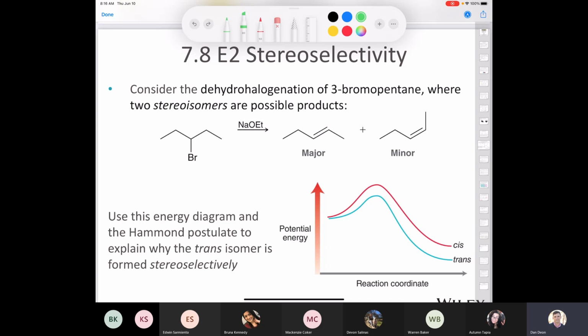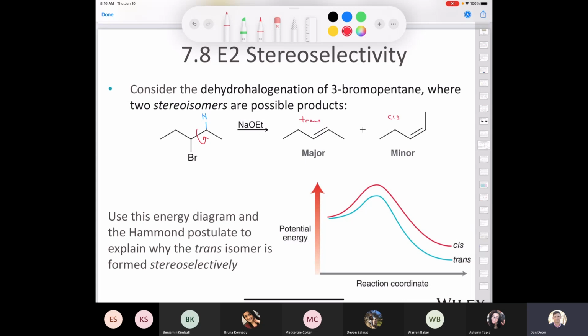So the question is this: if I have only one kind of beta proton, which is this one right here, I could draw this one here, but there's a plane of symmetry in the molecule, so it doesn't matter. But anyhow, if I was to eliminate this proton, since we have free rotation around this carbon-carbon bond, that means that I could end up with either the trans product or the cis product.